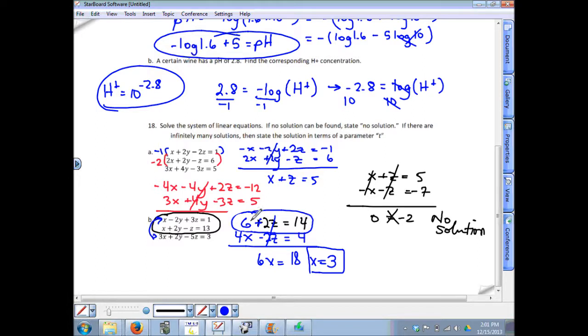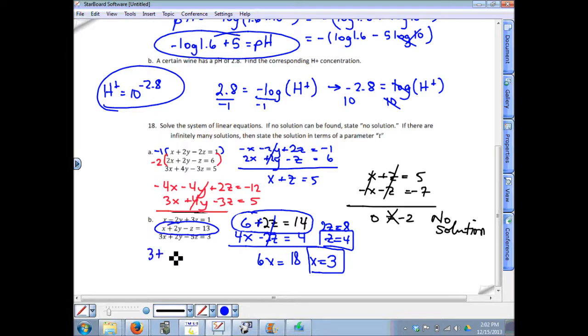So we have 6 plus 2z is equal to 14. If we subtract 6 on both sides, 14 would turn into 8. So you'd have the equation 2z is equal to 8. Divide by 2 and you get the value that z is equal to 4.